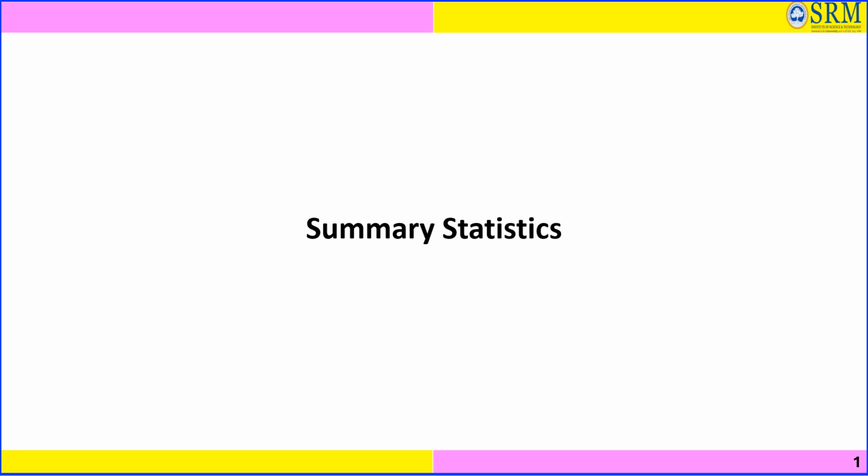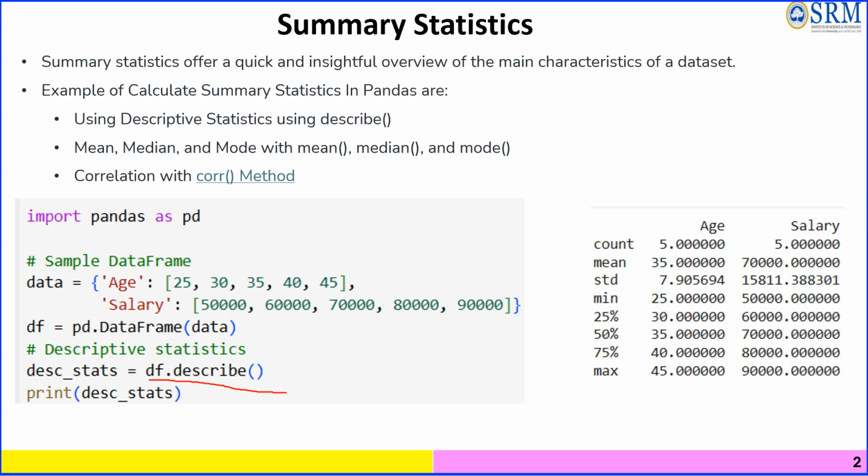The next topic is statistics. We are all familiar with statistics. The basic statistics are mean, median, mode, standard deviation, like that. Summary statistics offer a quick and insightful overview of the main characteristics of a data set. Here we have to use describe. If you use the describe function, it will do all the statistic calculations. In this topic, we are going to see mean, median, mode, and also the correlation method.